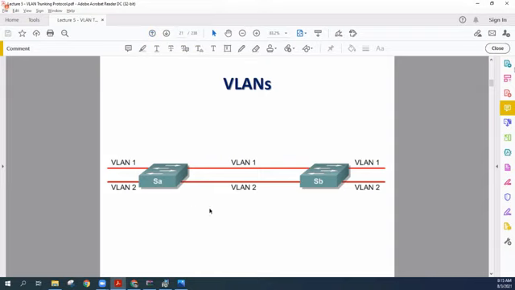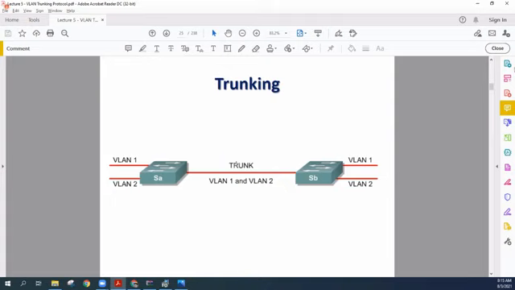Here, the backbone network conceives the 4 ports. With the trunk, I will go forward and show you. With this initiative, we can conceive only the 2 ports.